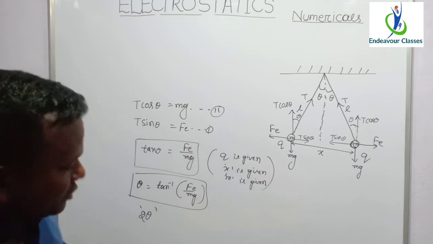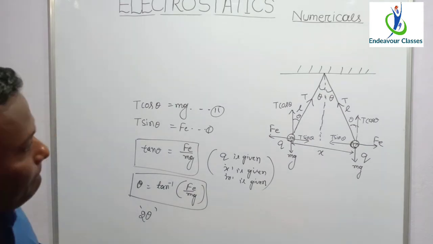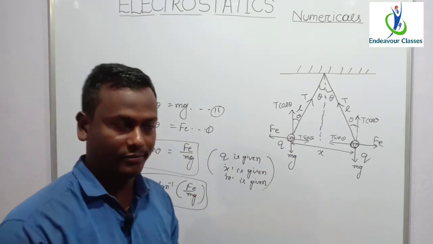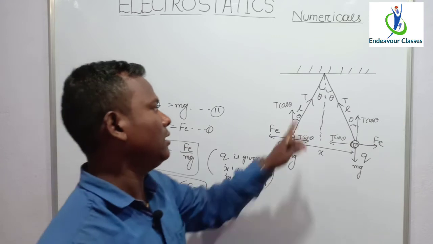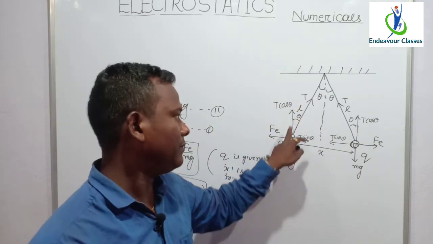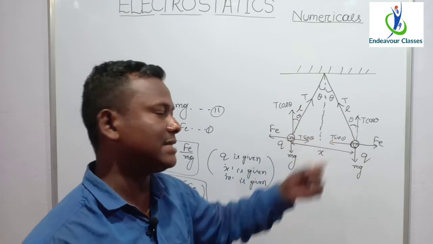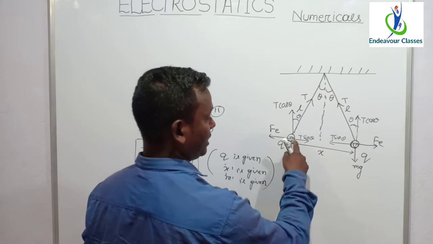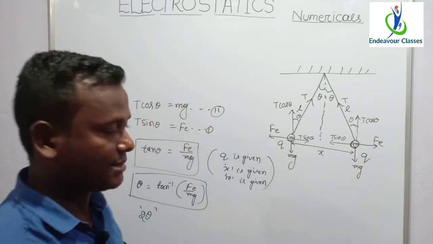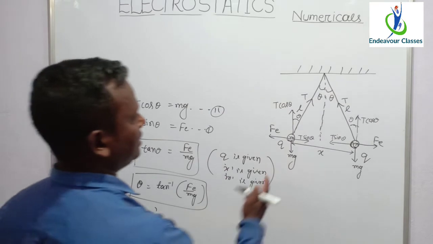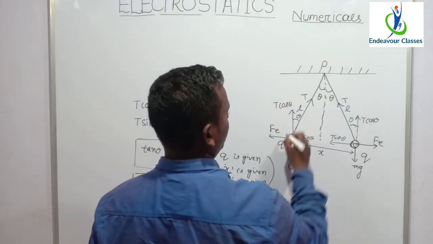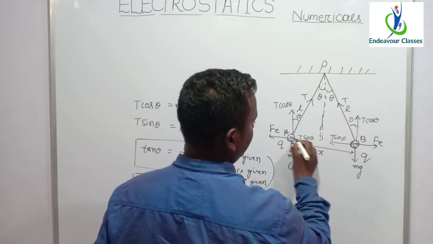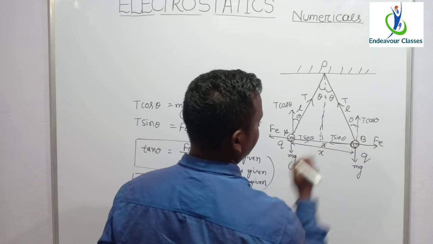So now reversely, suppose Fe and mg are not given, and you are only given that the length of the string from which the charges are hanging is L. Both strings have length L, and under equilibrium let the charges be separated by a distance x. Suppose this is O, this is A and this is B, and let the center of this line be D.